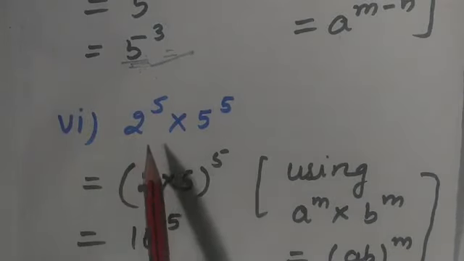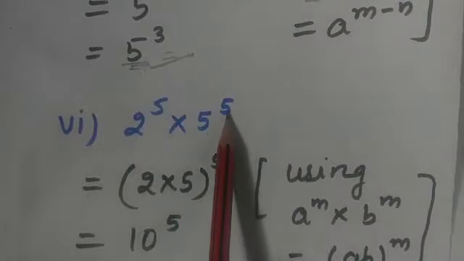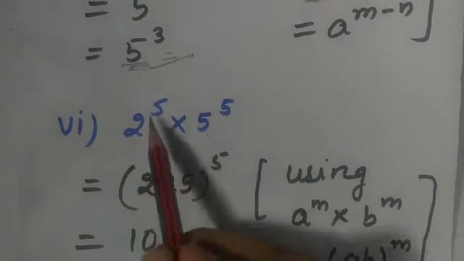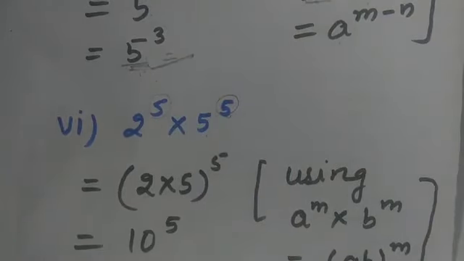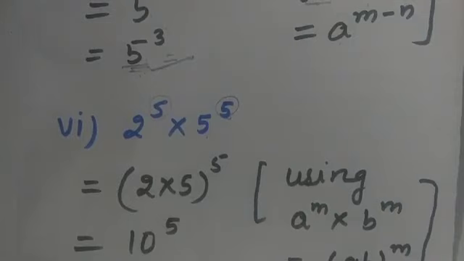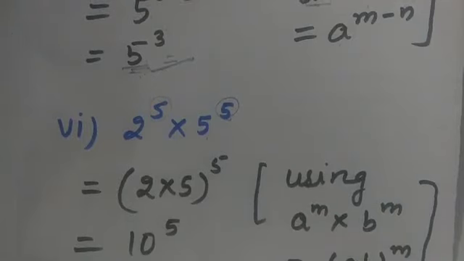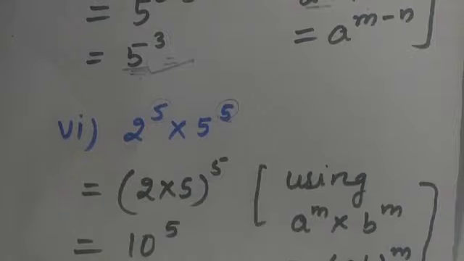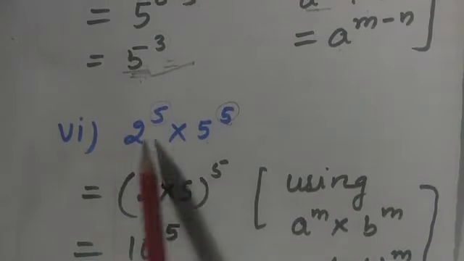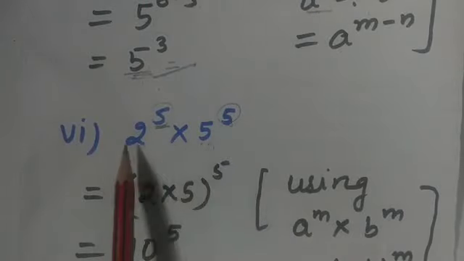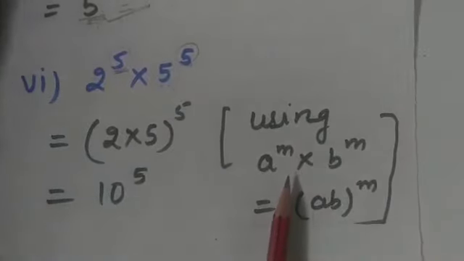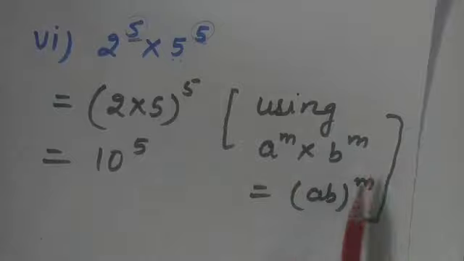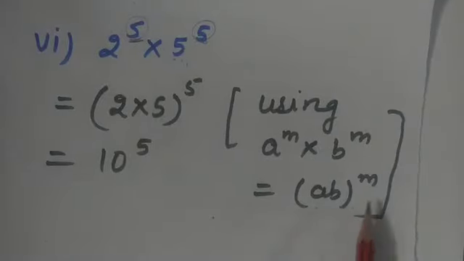Part number 6 is 2 raised to the power 5 into 5 raised to the power 5. In this I am observing that the powers are the same. The first thing you have to do is observe the question carefully, think which law you can apply here, and then start solving the question. On observing, the powers are the same but the bases are different. So I can apply this law: a raised to the power m into b raised to the power m is equal to ab whole raised to the power m.